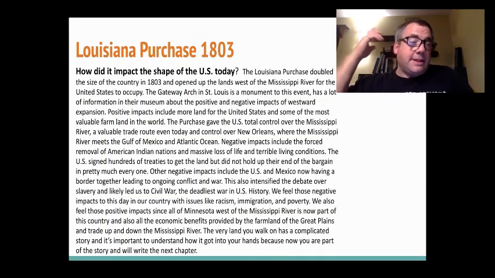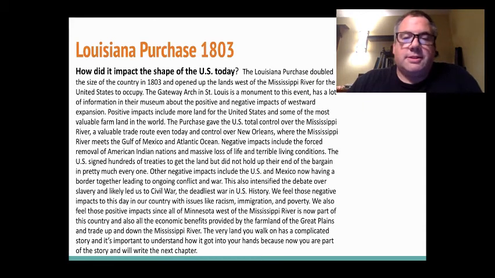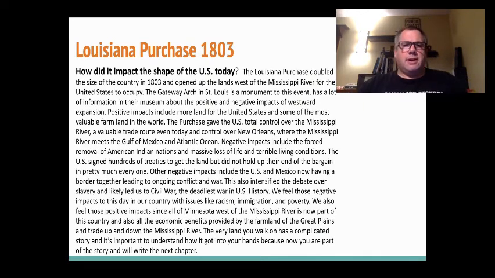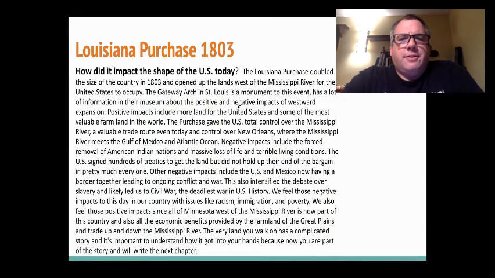Now, the Louisiana Purchase is the next thing. There's a lot written down here, and I'm not going to read it to you because you can read it yourself. But the Louisiana Purchase, as you can see here, doubled the size of the U.S. Instead of going just from the Atlantic to the Mississippi, Great Lakes to Florida, all this land west of the Mississippi became part of the United States.